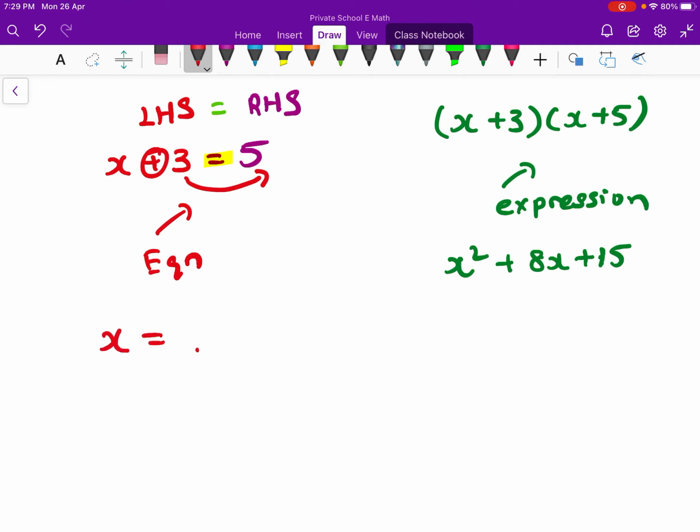Become x is equal to 5 minus 3. And 5 minus 3 is simply 2. So we have solved our equation. This is the easier type of equation to solve, because it does not involve any fraction.